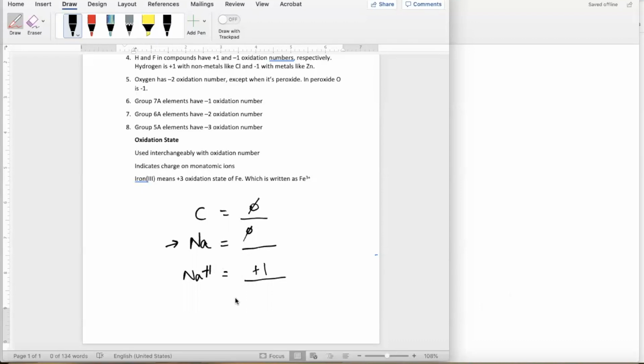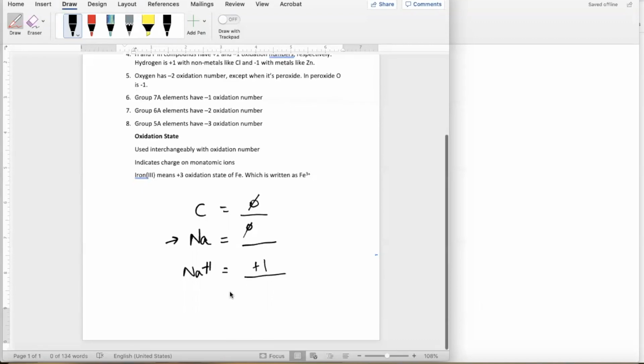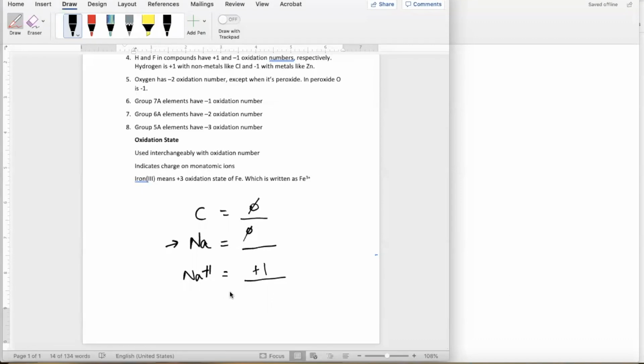So if they don't indicate a charge, then there's no charge. Yes, if it's alone. So that's the exact thing that you need to remember, that when it's an element and it does not show any charge, it does not have a charge. Okay? Let me give you one more example.